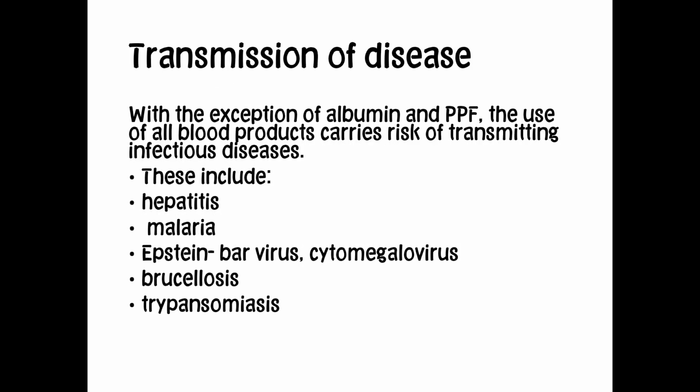In addition to the above mentioned transfusion reactions, there could be spread and transmission of diseases, and with the exception of albumin and pasteurized fresh frozen plasma, the use of all blood products carries the risk of transmitting infections. The commonly spread infections secondary to blood transfusion include hepatitis, malaria, EBV, cytomegalovirus, brucellosis, and trypanosomiasis.